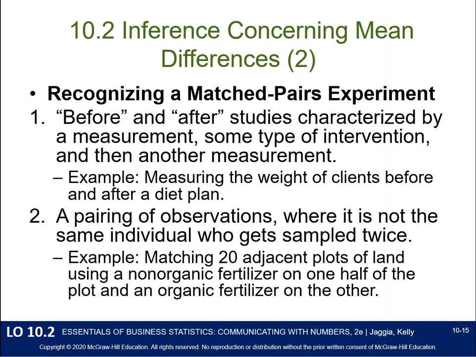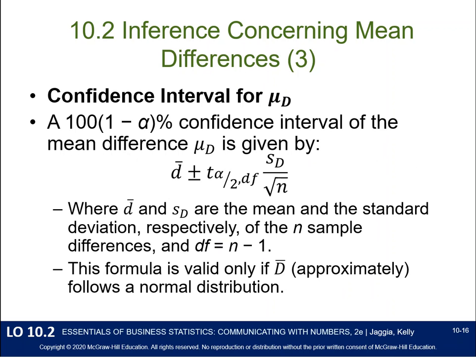Or it could be paired observations where it's not the same individual who gets sampled twice. Maybe it's not over time, but we split it into two groups. One group gets the placebo, or one group gets this type of painkiller and the other group gets a different type of painkiller, and then we compare the two. Again, they're not independent, but we're testing them together.